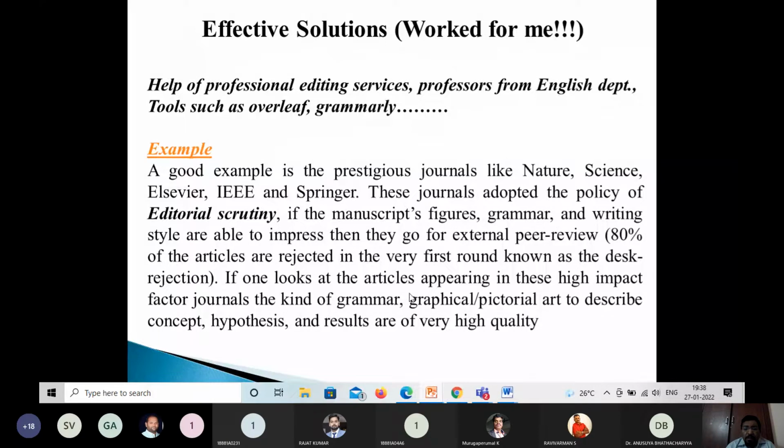So better when we go with the articles with high impact factors, we go with good grammar or maybe graphical or pictorial figures to represent most of your work, so that you try to avoid most of the writing part, which we might not be good enough at because we are not native English speakers.